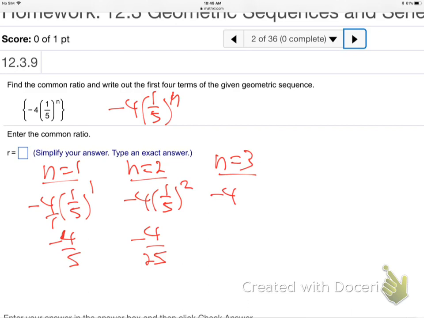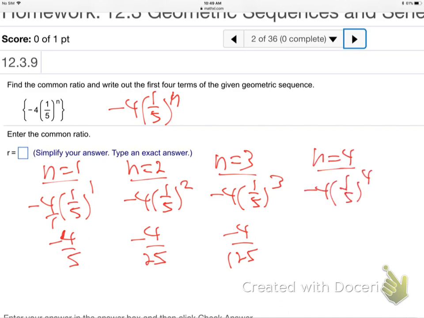Plug in 3. It's going to be minus 4 over 125. Plug in 4. Minus 4 over 625. Commas. No, that's not S sub n. It's just A sub n. We're just listing them. And what's the ratio?